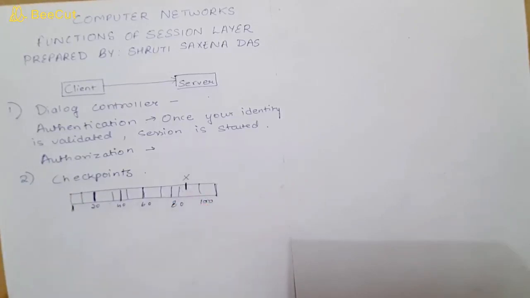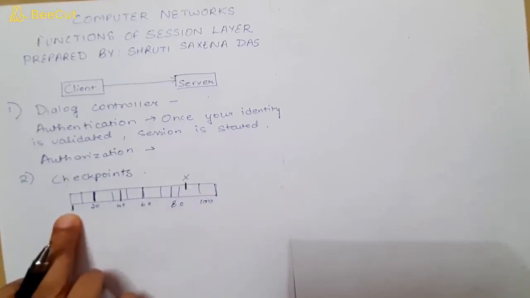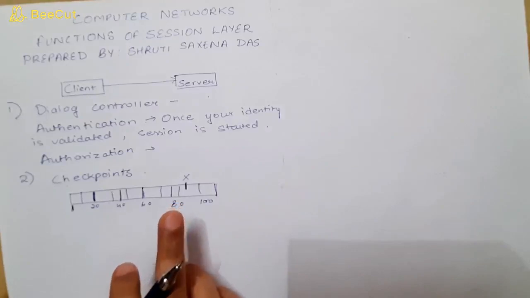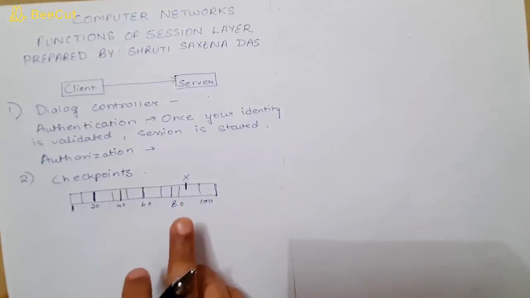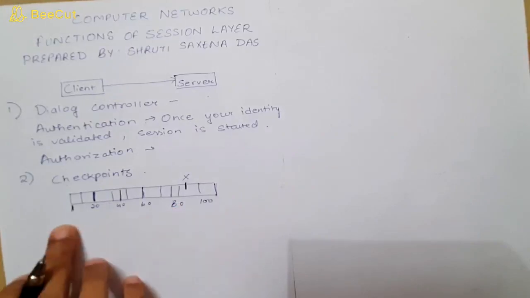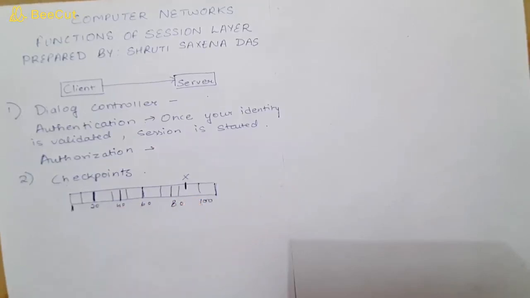In this case, if you have maintained checkpoints, then there is no need to retransmit pages from 1 to 80. At 80 we have created a checkpoint, which means we need to retransmit the data after 80 only. We do not need to transmit the whole data stream. So that is the purpose of using checkpoints.